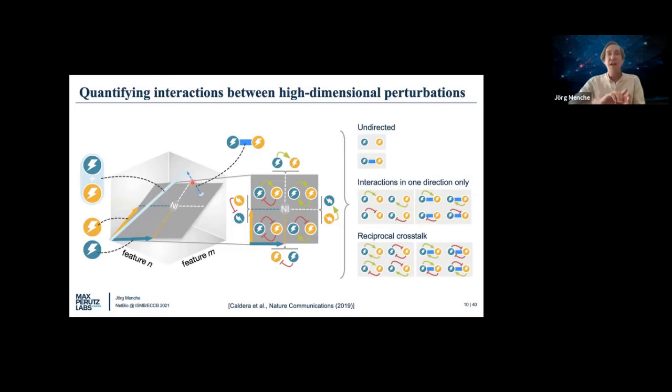So they can be undirected, where you have an entirely different phenotype emerging if two perturbations are present at the same time. But they can also be directed, where one drug would increase or decrease the action of the second, or the other way around. So in total, we have these different patterns.